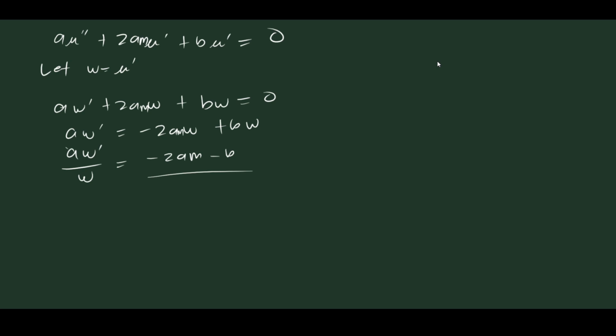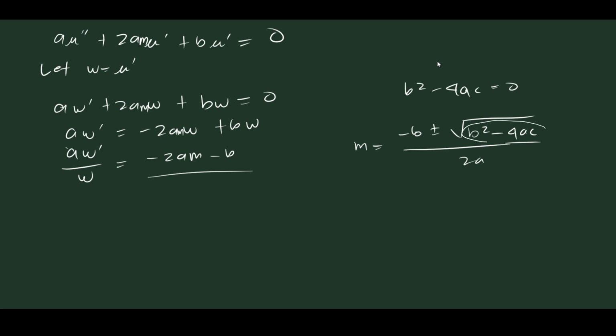Now for repeated real roots, we know that b squared minus 4ac is equal to 0, right? So if we use the quadratic formula to get m, you will get negative b plus or minus the square root of b squared minus 4ac all over 2a. Since b squared minus 4ac is equal to 0 for repeated real roots, we get m is equal to negative b all over 2a.